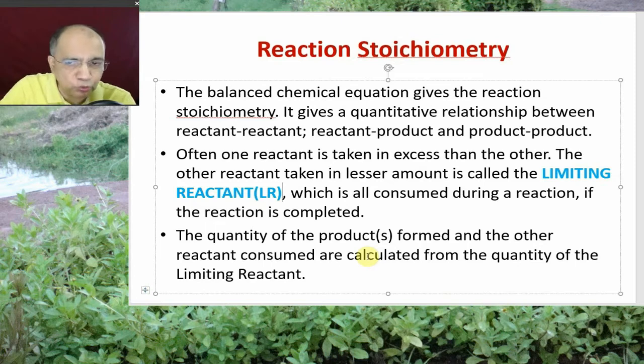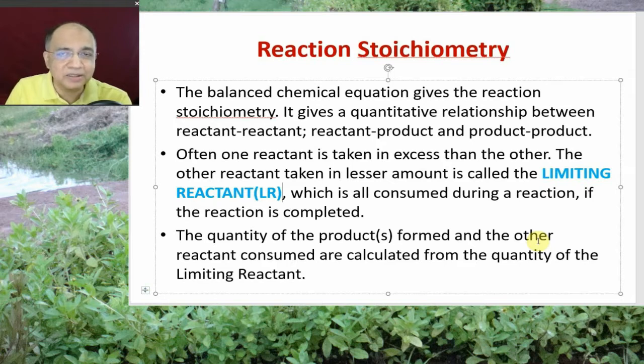Which is all consumed during a reaction, and we presume in most of the calculations that the reaction is complete. The reaction is complete means the limiting reactant is totally exhausted. Nothing is left out. Obviously, some amount of the other reactant taken in excess will be left out, but the limiting reactant will be all consumed. That is our assumption while solving a stoichiometric problem, right?